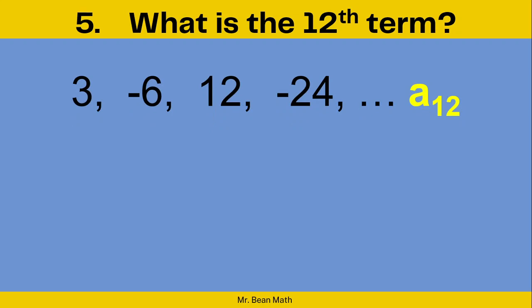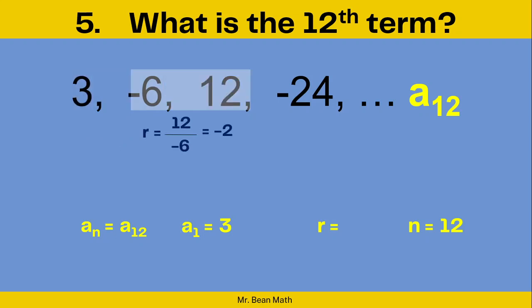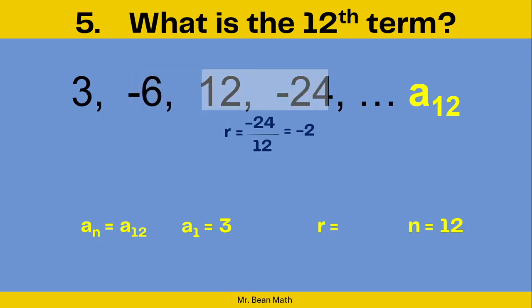Finally, find the 12th term in the sequence 3, negative 6, 12, negative 24, and so on, where a sub n is equal to a sub 12, a sub 1 is equal to 3, and n is equal to 12. Let's find the common ratio. Negative 6 divided by 3 is equal to negative 2. 12 divided by negative 6 is equal to negative 2. And negative 24 divided by 12 is equal to negative 2. So our common ratio is negative 2.